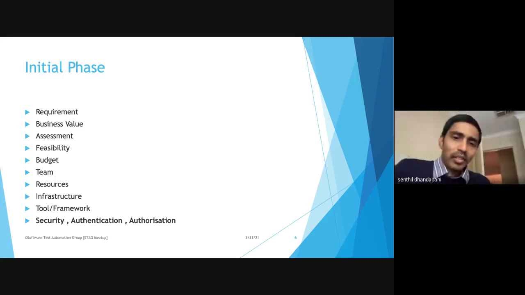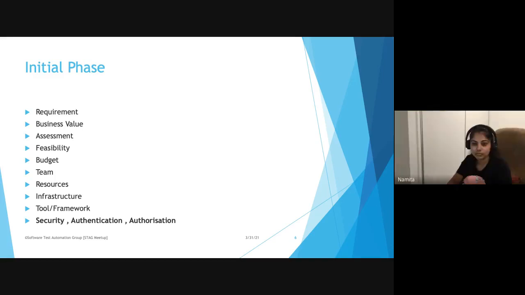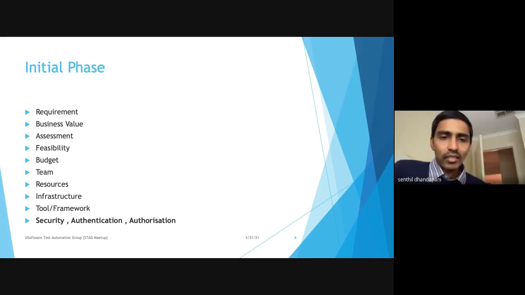A question to Namita. I can see the collaboration works well in your case between dev and test, which is really nice. But the ownership still stays with the test team, purely for the maintenance part, or even to take it to the next maturity level. Is that correct?